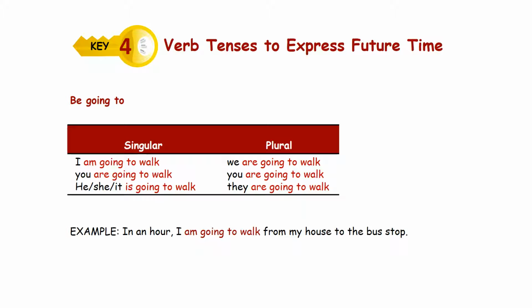In the plural form, we are going to walk. You are going to walk. Or they are going to walk. A verb with be going to usually takes the form of be going to plus the verb. Now don't forget to use be in your sentence.